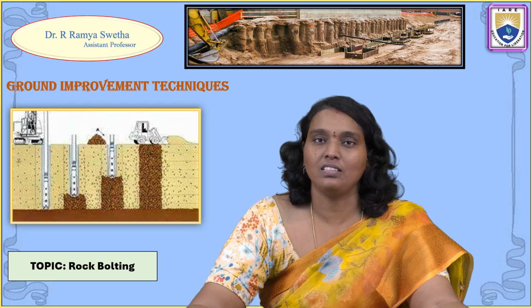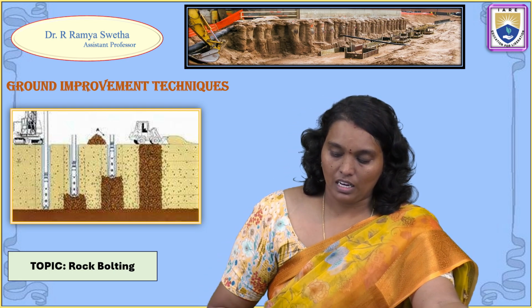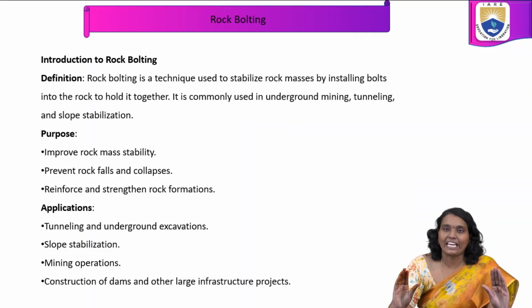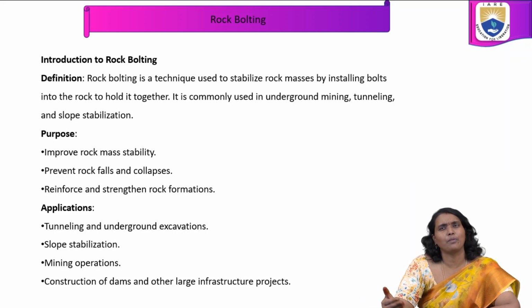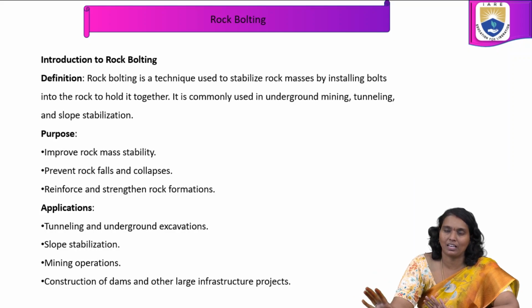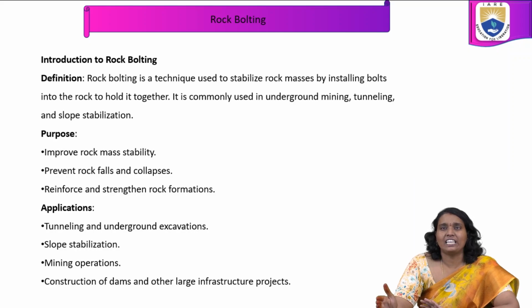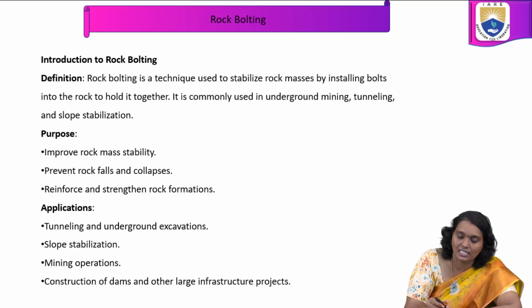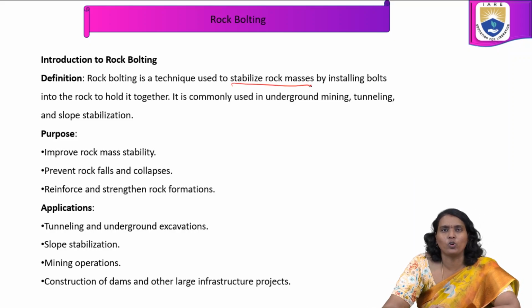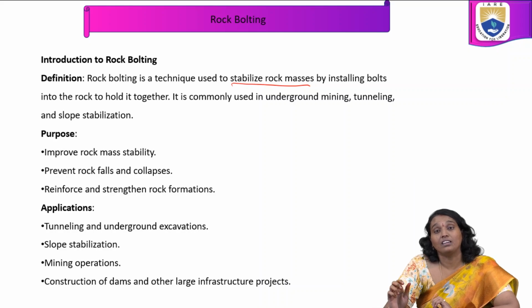Today, our topic is rock bolting. Rock bolting is one of the techniques we use to enhance soil properties, or the desired properties for construction works or projects, whatever we are going to construct in those particular conditions. It is a technique used to stabilize rock masses by installing bolts into the rock to hold it together.